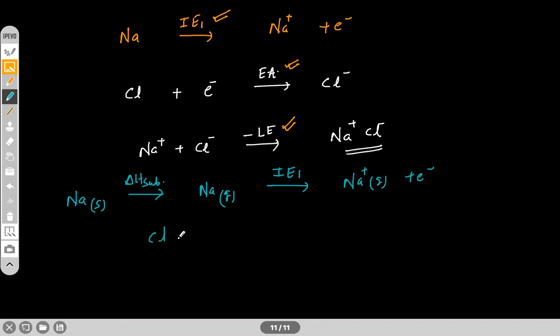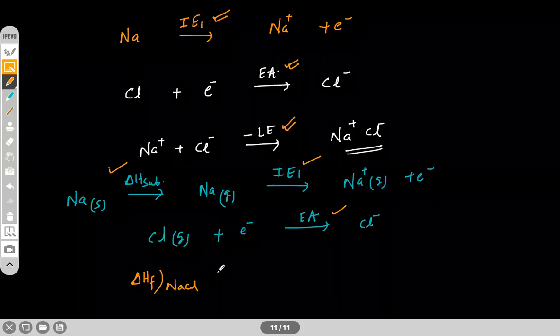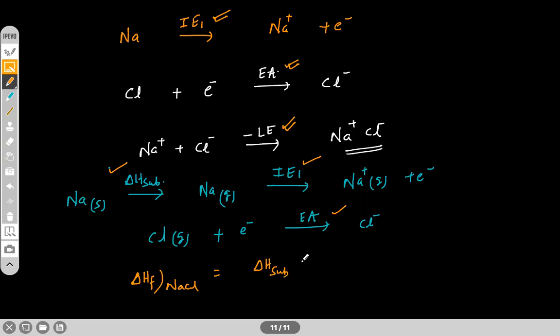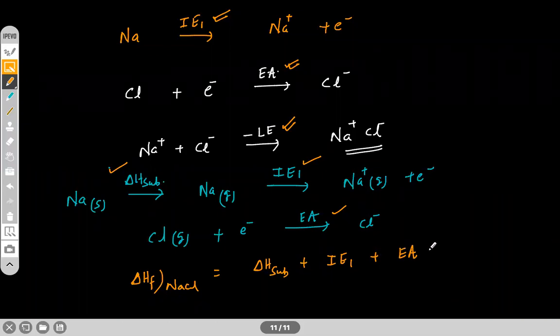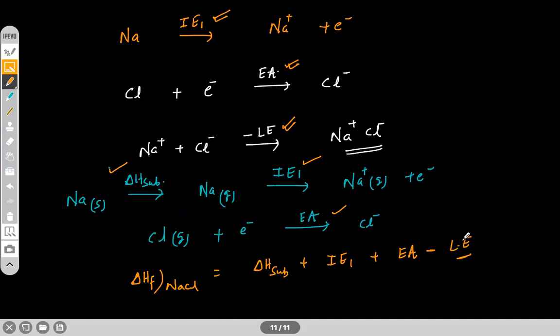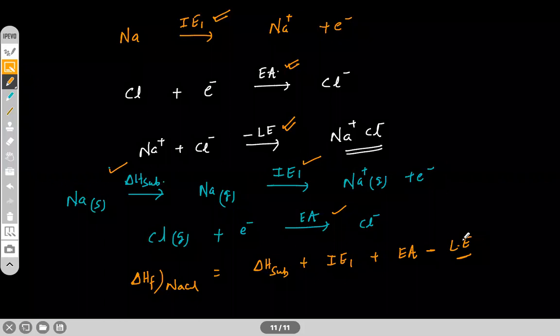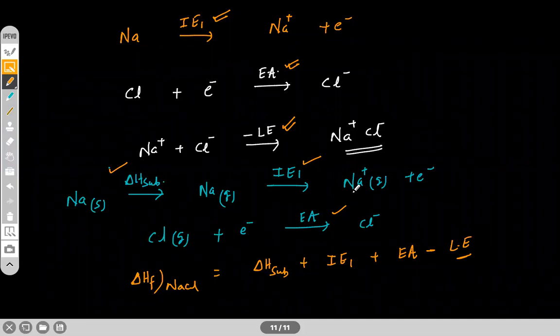Okay? The natural state of chlorine is gas only. One electron you are adding, so it is the electron gain enthalpy or electron affinity, and we have Cl minus. All these energies, if you add, you will get the enthalpy of formation. So delta H F for NaCl, we can write: enthalpy of sublimation plus ionization energy plus electron affinity, minus lattice energy, because lattice energy comes out. So from this, if you know the enthalpy of formation, you can find out the lattice energy of any substance. This is the indirect method to find out the lattice energy of any substance. Okay.